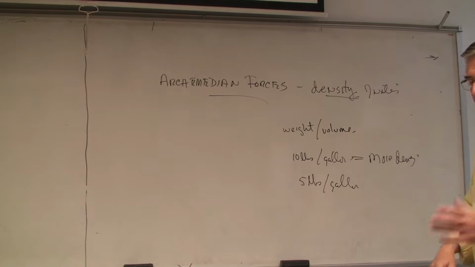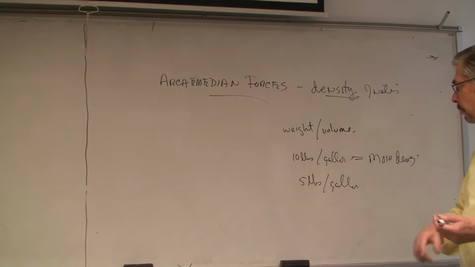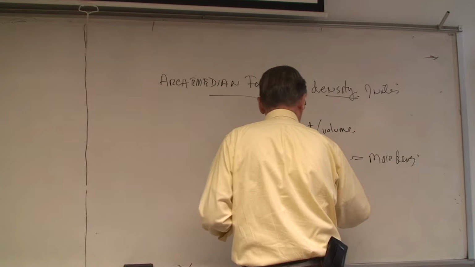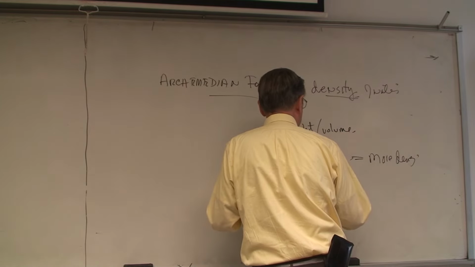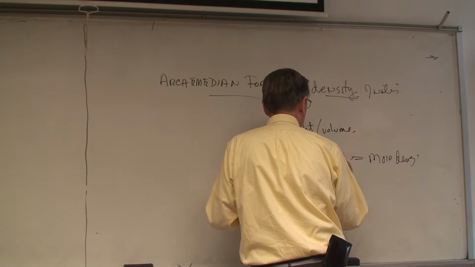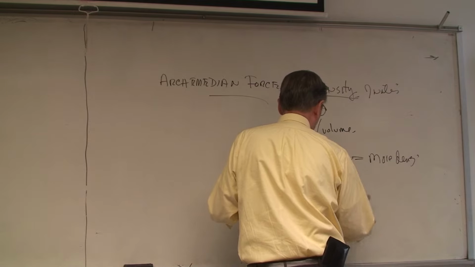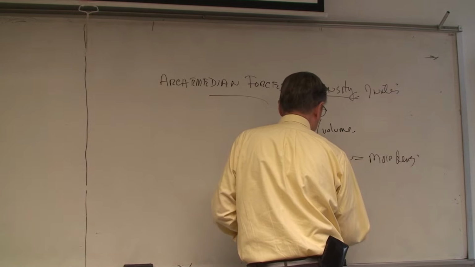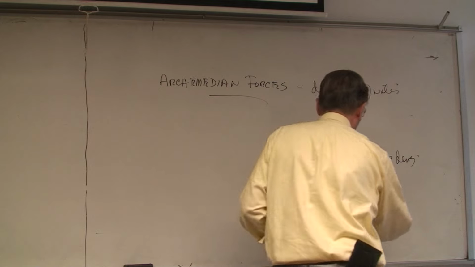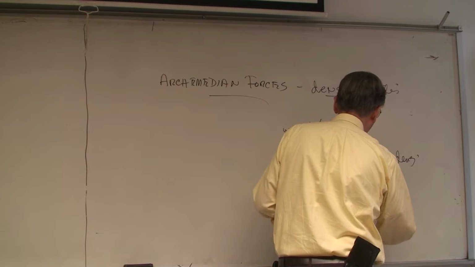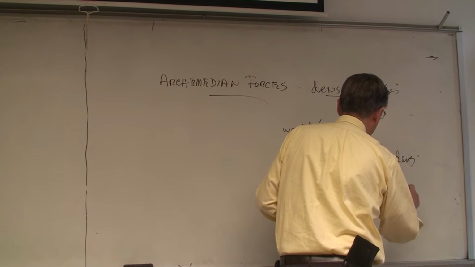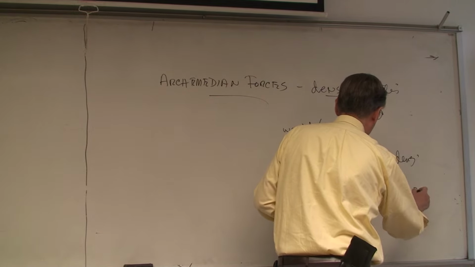Gallon is a bad, actually I shouldn't have used that, you could get confused. Let's make it 10 pounds per cubic foot. Or 5 pounds per cubic foot. 5 pounds per cubic foot would be less dense than 10 pounds per cubic foot.